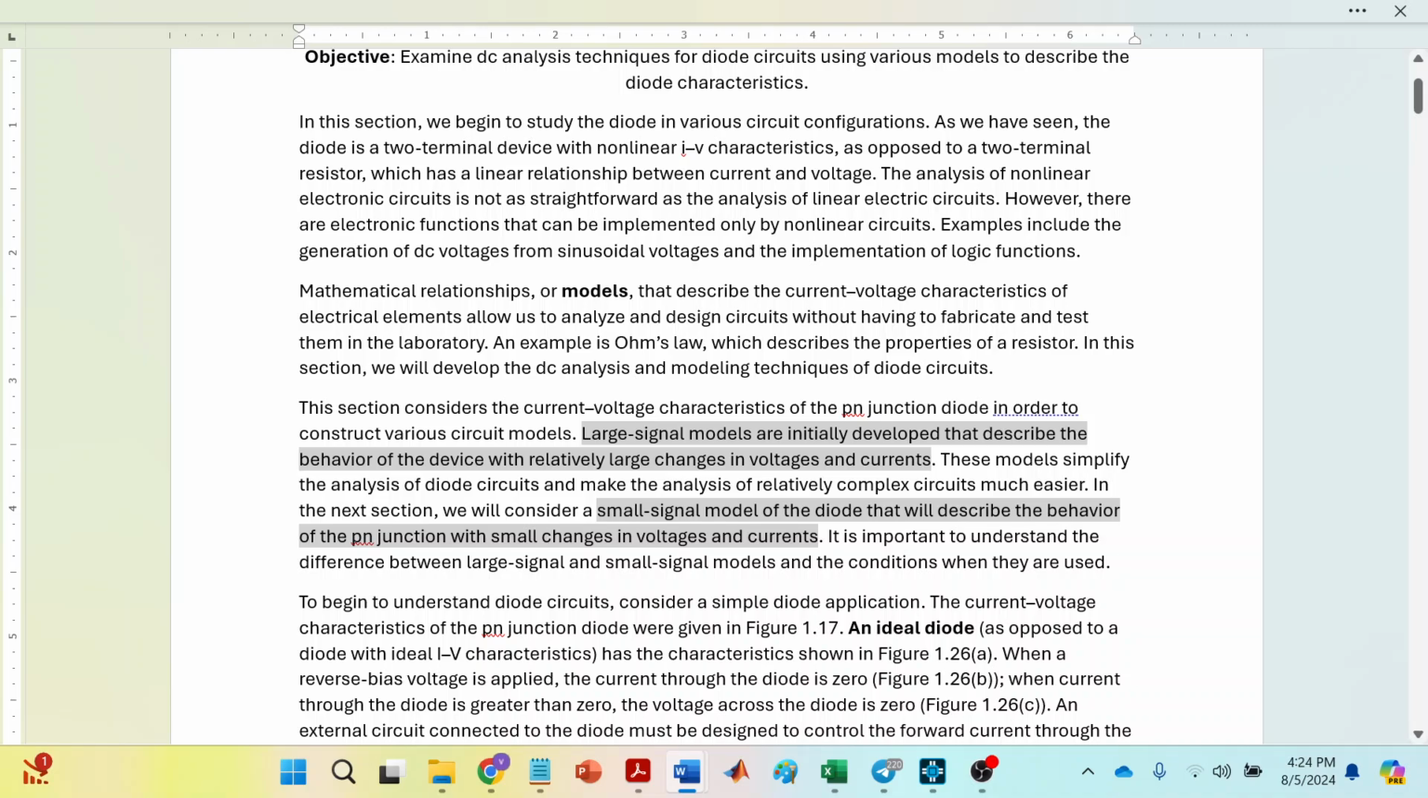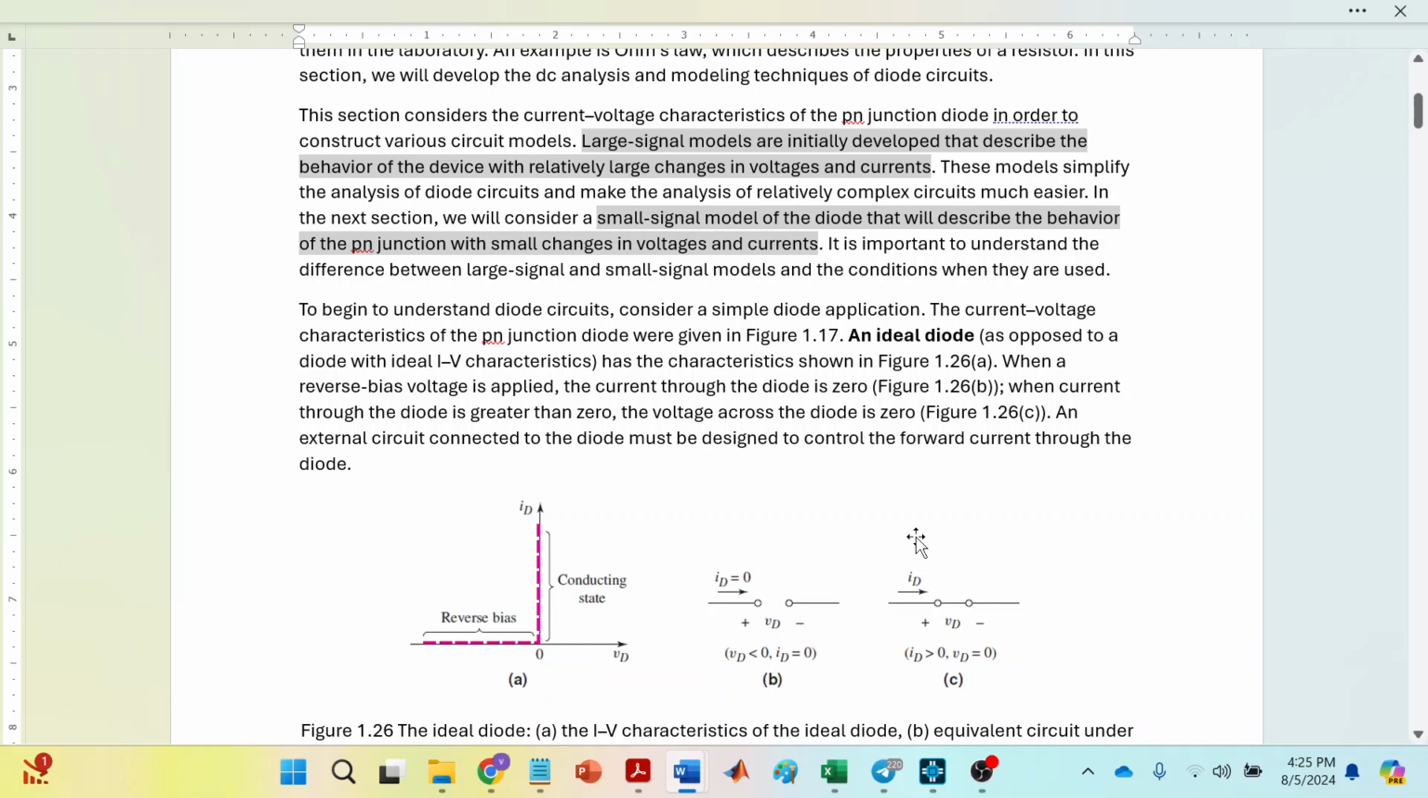So before we start, we'll look at large signal models. Large signal models describe the behavior of the device when there are relatively large changes in current and voltages. And we also have small signal models that describe the behavior of the diode when small changes in voltages and current are applied. So in order to begin to understand the diode circuit, we are going to consider a simple diode application, and we would start with the ideal diode.